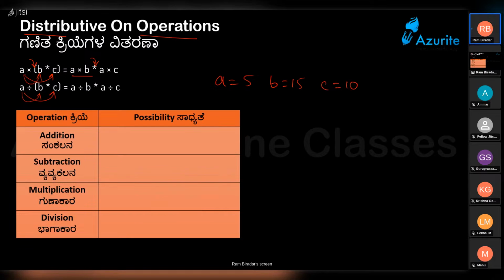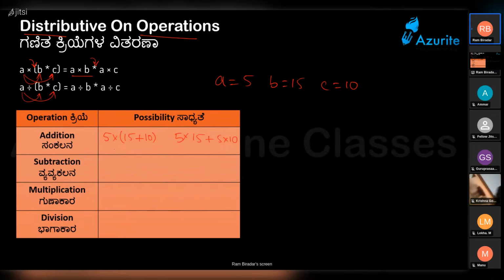So in addition, what will be the distribution? a is 5, right? So into b is 15, star is what? Addition here. So 15 plus 10. So it will be 5 into 15 plus 5 into 10. So if you distribute, we have to check, will this be equal now?